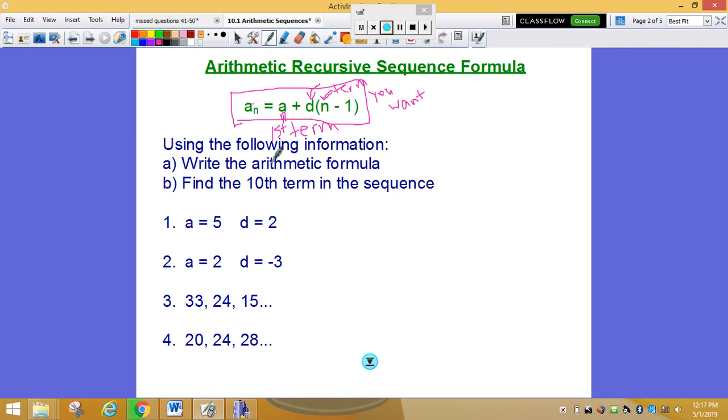So let me do some examples. Let's write the formula. Well, the first term is 5, plus the difference is 2, times N minus 1. That's my formula. Okay. To find the 10th term, I'm going to do 5 plus 2, but instead of N, I'm going to plug in a 10. So this is how I'm going to find the 10th term.